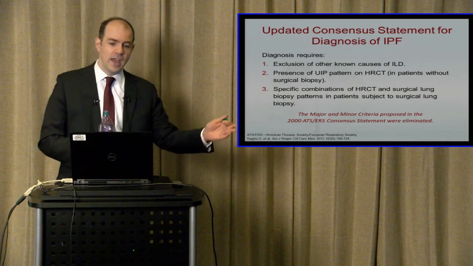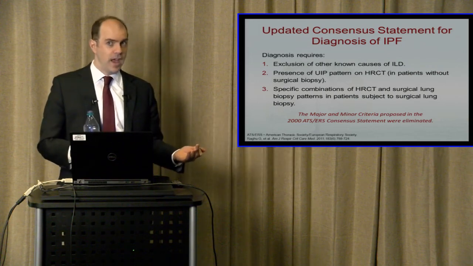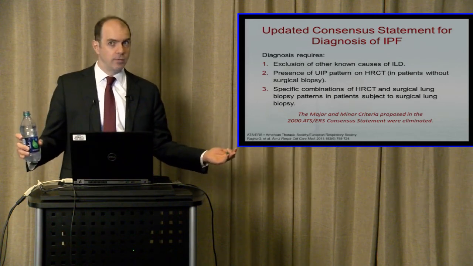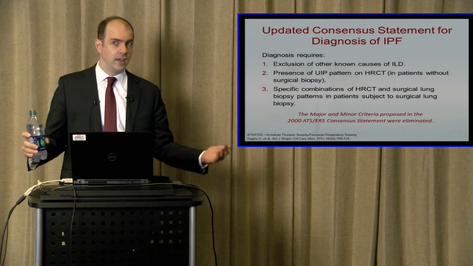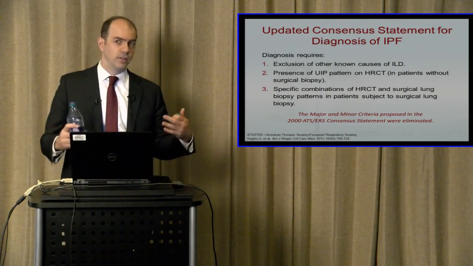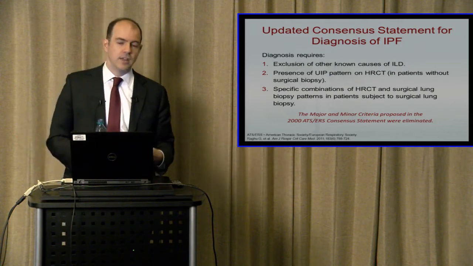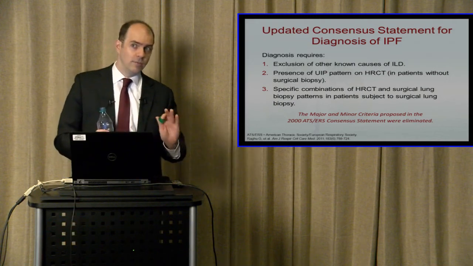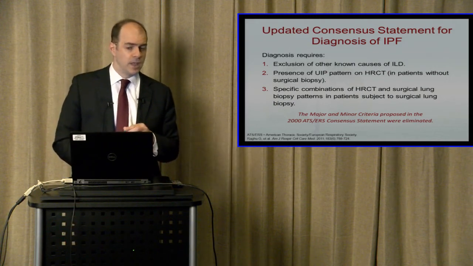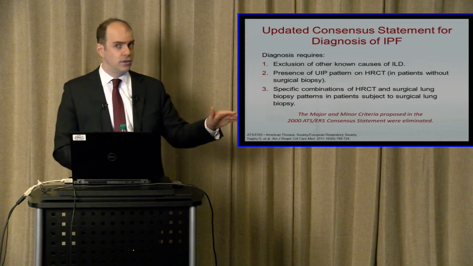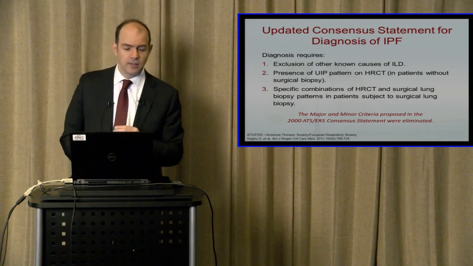Once we've done that, if there's a UIP pattern, which is, remember, that peripheral fibrosis or reticulation on the CAT scan, mostly in the lower lobes with advanced honeycomb change, that's a UIP pattern, you're done. You've made a diagnosis of IPF. So that's the easiest way: exclude known causes, and have a UIP pattern on the CAT scan.